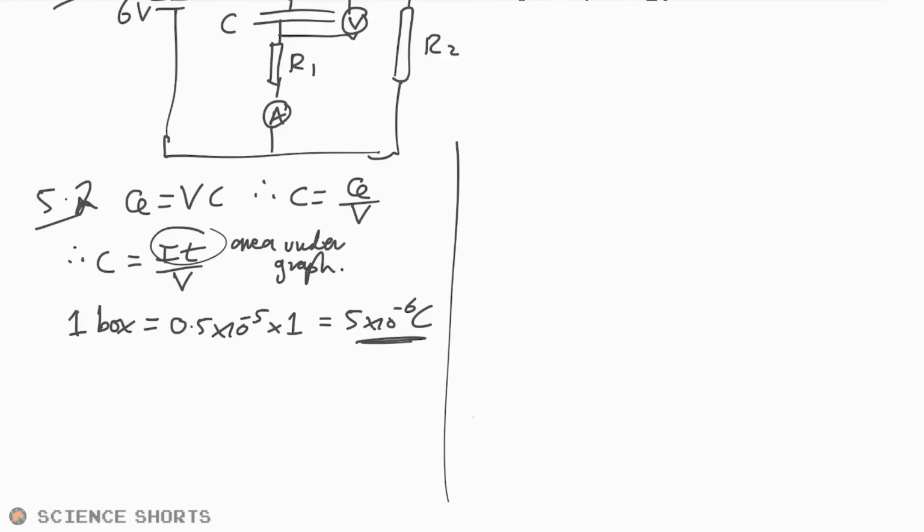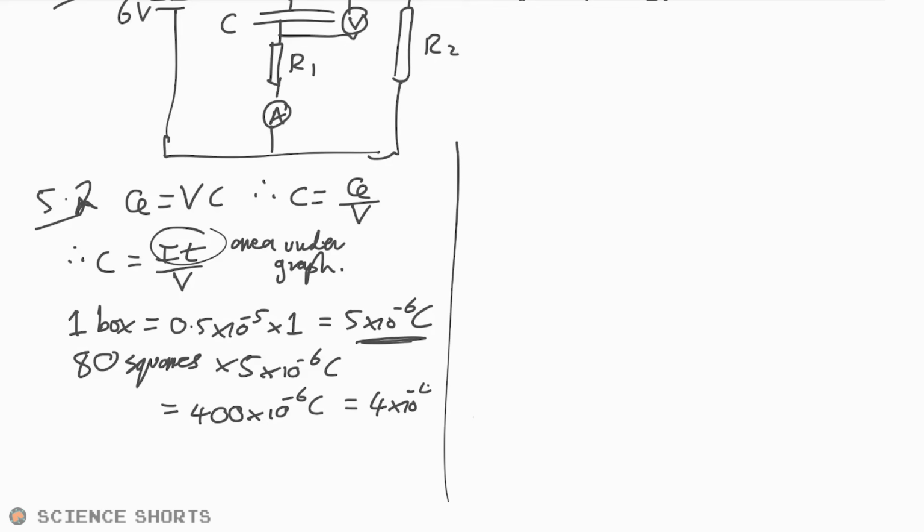So there we go. Count your number of squares. And I think you're probably looking at something like 80 squares, 80 boxes, whatever. Probably should have called them squares. Times 5 times 10 to the minus 6 coulombs. And so that gives us 400 times 10 to the minus 6 coulombs. Or in other words, 4 times 10 to the minus 4 coulombs. So we have our charge.